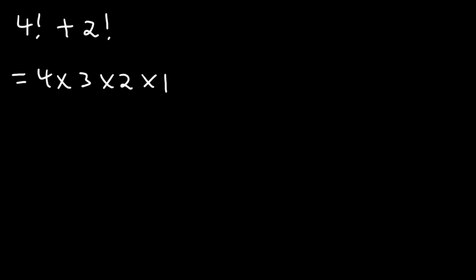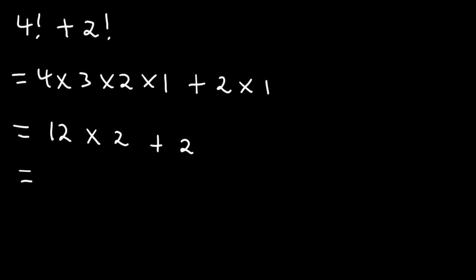Now you try out this. Evaluate 4 factorial plus 2 factorial. 4 factorial is the same as 4 times 3 times 2 times 1, and then 2 factorial is the same as 2 times 1. 4 times 3 will give us 12, and then 2 times 1 will give us 2, plus 2 times 1, which is also 2. This will be equal to 12 times 2, which is 24, and then plus 2. And this will be equal to 26.